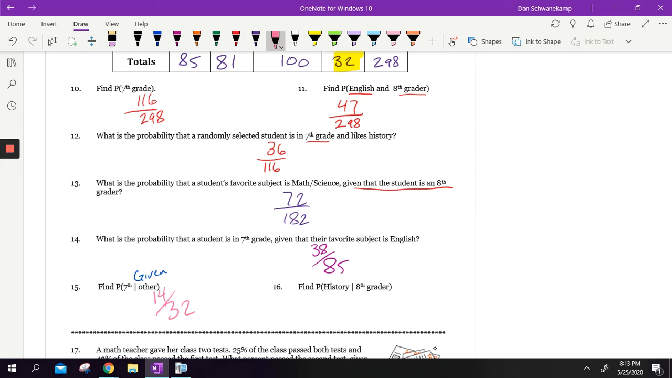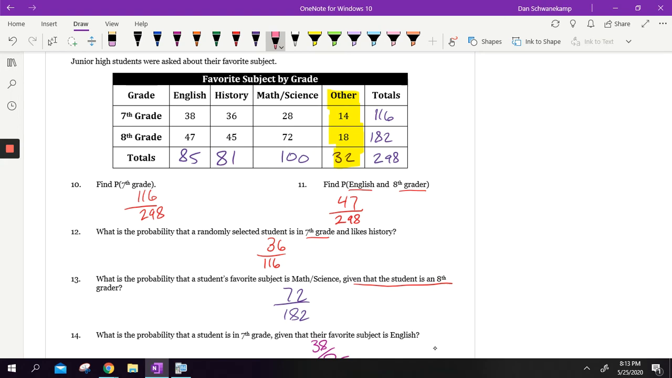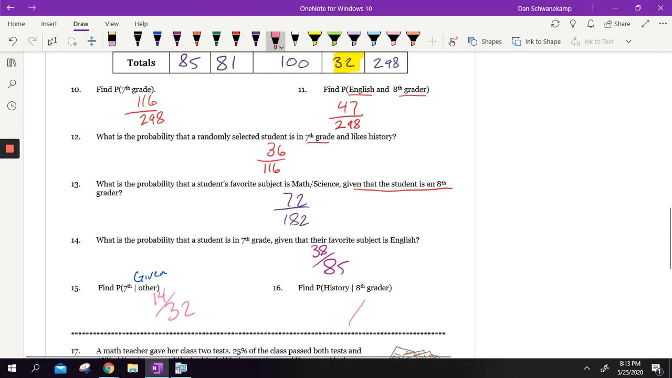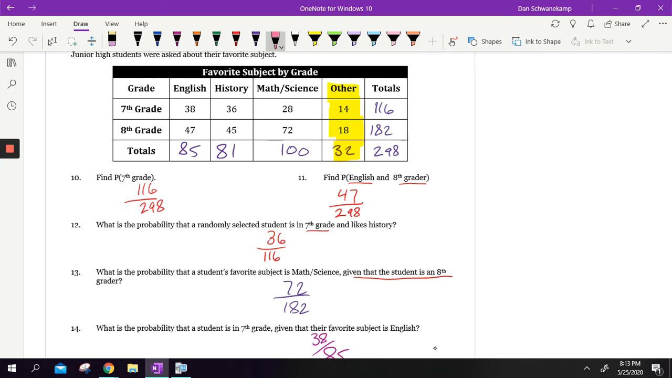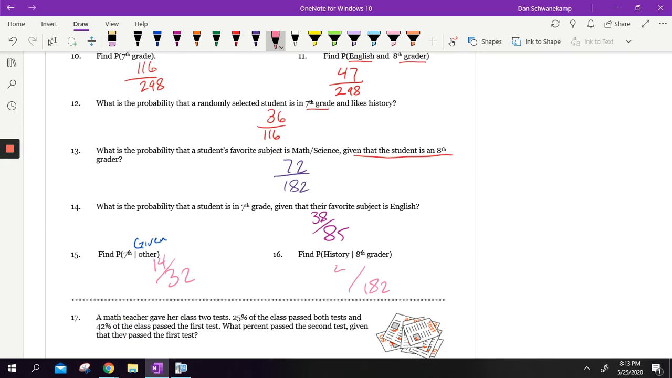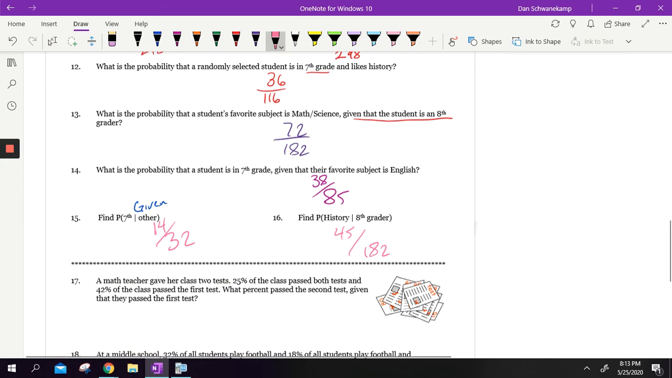Find the probability of history given they're an 8th grader. The bottom number is going to be 8th grader, so 182. Probability given they're an 8th grader that they liked history, that number right there, 45. It's more just understanding how to read this table, but hopefully that makes some sense to you.